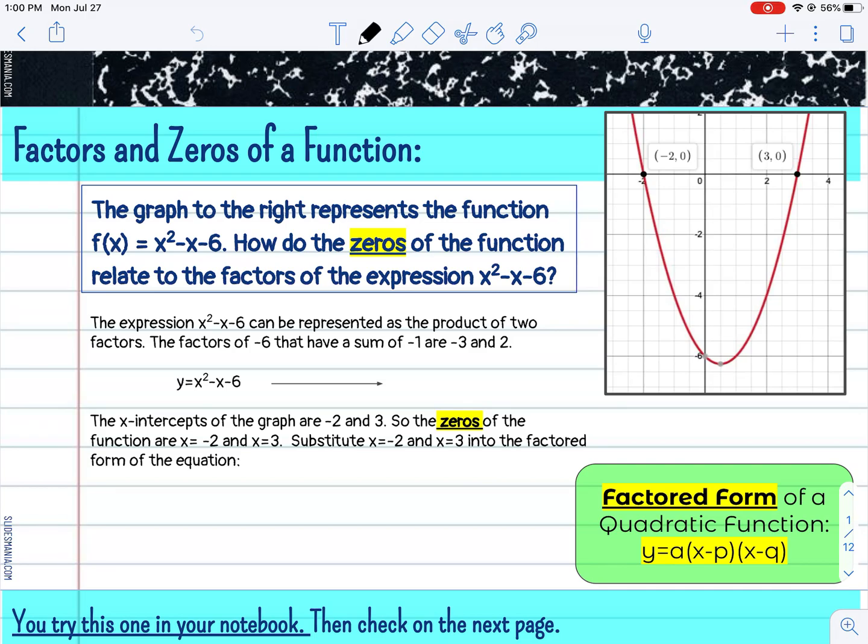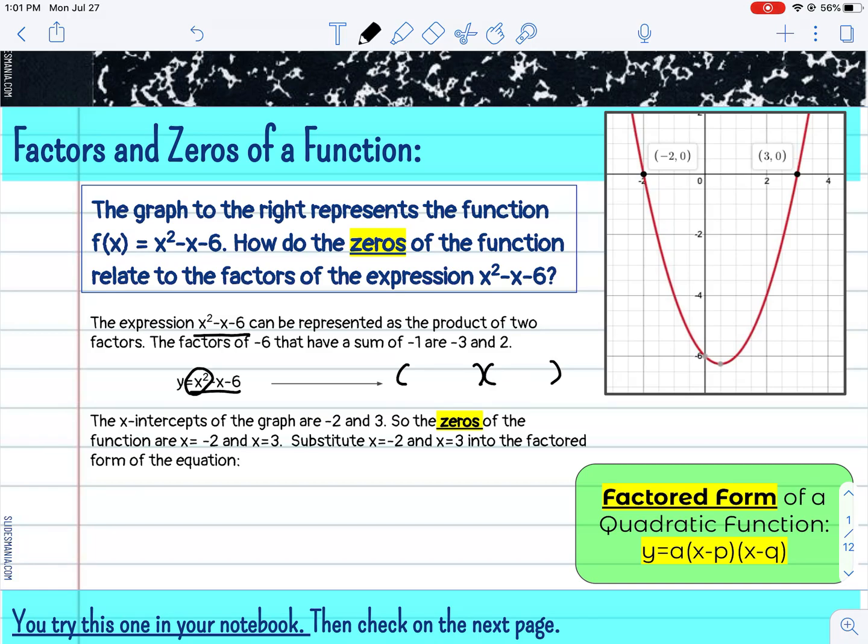So this graph over here to the right represents the function f of x equals x squared minus x minus 6. How do the zeros of the function relate to the factors of that expression? So let's start with this expression. If we were going to factor this expression, it is a trinomial, so I will use backwards distributive or backwards FOIL depending on how you learned it.